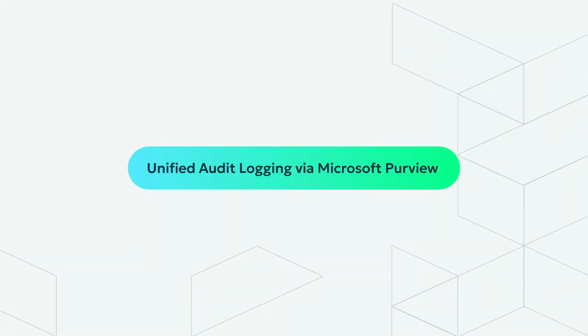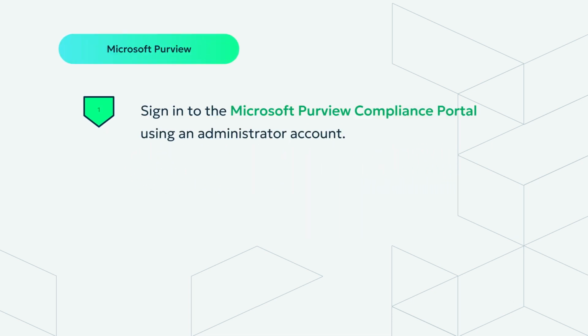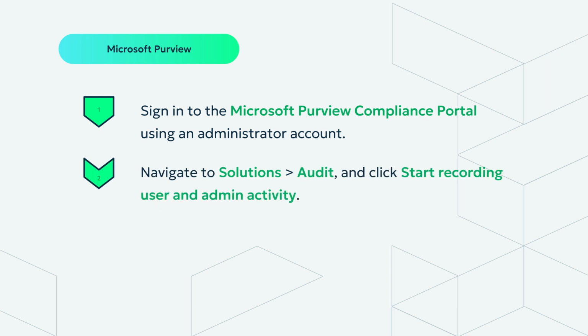Unified audit logging via Microsoft Purview. To enable unified audit logging, sign in to the Microsoft Purview Compliance Portal using an administrator account. Navigate to Solutions, Audit, and click Start recording user and admin activity if auditing is not already enabled.